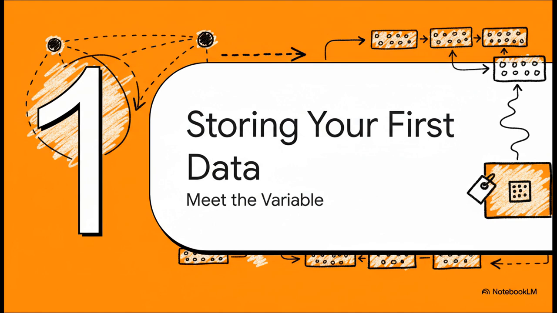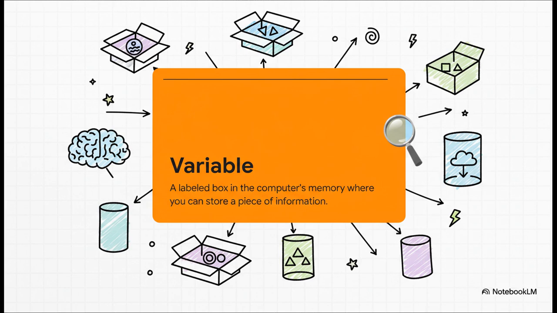Just think of it as the way we can store and label any piece of information that we want the computer to remember for us. So what is a variable, really? The easiest way to picture it is just as a labeled box. It's this little container inside the computer's memory that we get to give a name. And inside that box, we can store pretty much any piece of information we want. A number, a word, you name it.